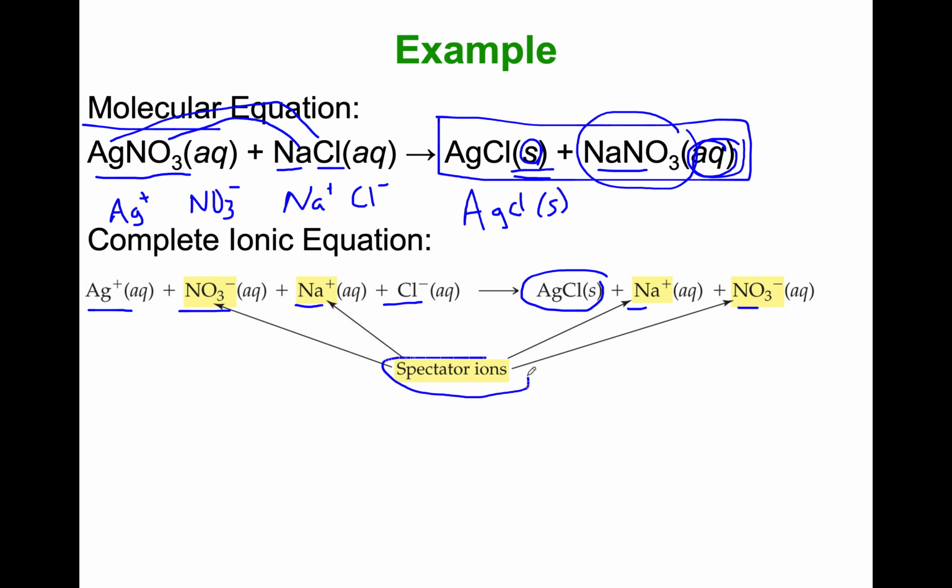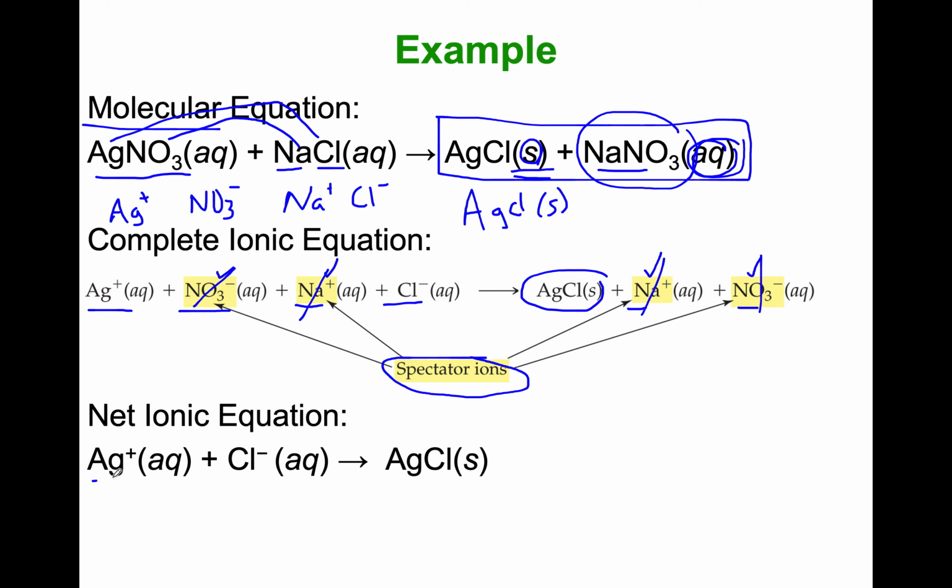This terminology spectator means sodium's on the left, sodium's on the right. It's not doing anything. It's just watching things here. Nitrate, it's not doing anything. It's just hanging out. Okay? So just like in math, if you have the same variables on opposite sides, you get rid of them. You cancel them. That takes you to the net. So this is where the chemistry is at. This is where all the action is. It's just the silver reacting with the chloride to get the solid silver chloride.